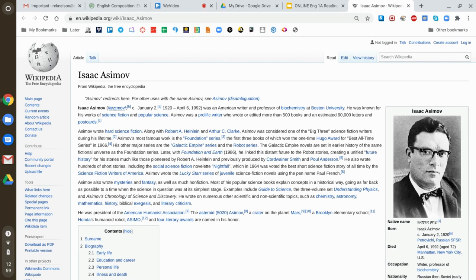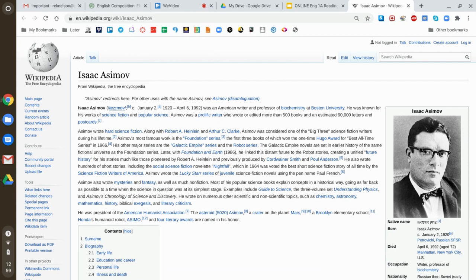It says Isaac Asimov was born in 1920 and died in 1992. He was an American writer and professor of biochemistry at Boston University. He was known for his works of science fiction and popular science. Asimov was a prolific writer, which means that he wrote a lot and often. He wrote or edited more than 500 books and an estimated 90,000 letters and postcards. That is a lot of writing.